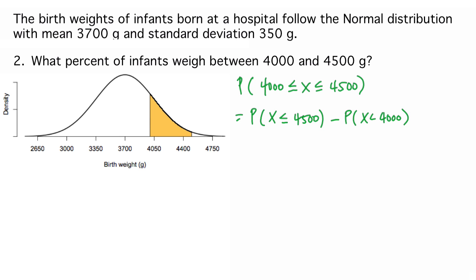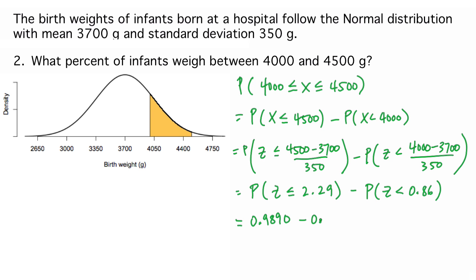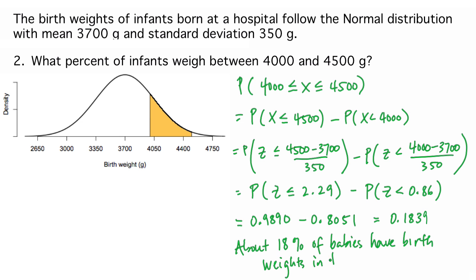And to convert these to values from a standard normal distribution, this corresponds to the probability that a standard normal random variable Z is less than or equal to 2.29 minus the probability that Z is less than 0.86. And again, we can get those probabilities. In this case, it works out to 0.9890 minus 0.8051. So this works out to be 0.1839 when we do the subtraction. So approximately 18% of babies have birth weights in this range from 4,000 to 4,500 grams.